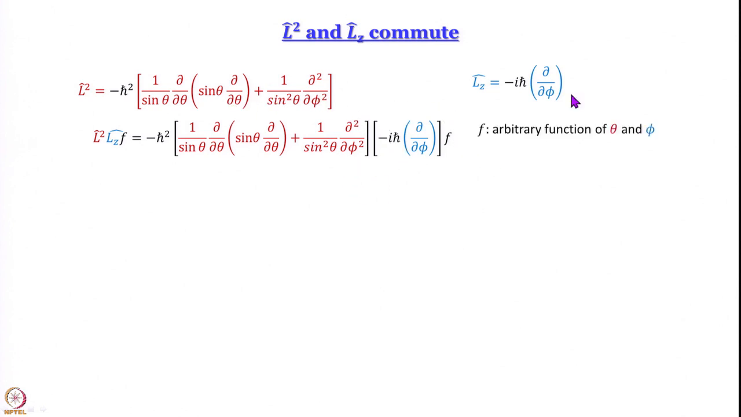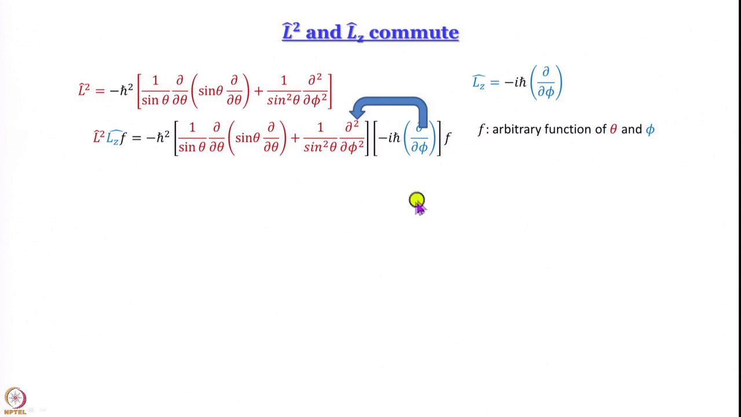How do I go about it? Well, f is an arbitrary function in theta and phi of course. First of all, I can take this minus i h cross out because it is a constant. So, I have one minus sign here, another minus sign here. They give me plus 1, minus into minus, and the constant I get outside is i h cross cube. Next, I take f in, so here I get del f del phi.